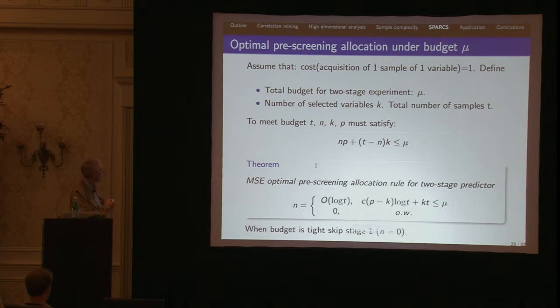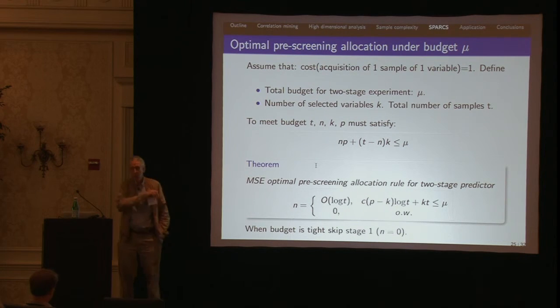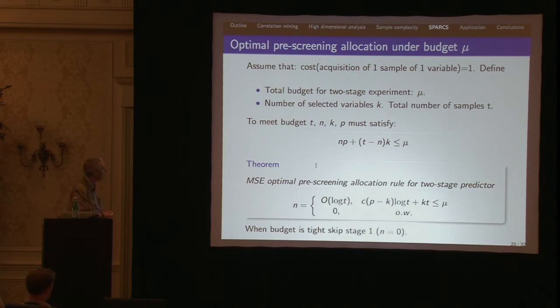We then have the more interesting consequence of this: if you have a budget of mu, let's say, and you're going to select a number k of variables, so you apply a threshold so that you select exactly k variables, and you have a total number of samples t. To meet the budget, in your initial stage of n samples you sample the entire genome, right? You'll have n times p, where p is the size of the genome, and then you'll use the k variables out of the genome that pass the test, and you'll use the rest of your t minus n samples for that. So you get this constraint.